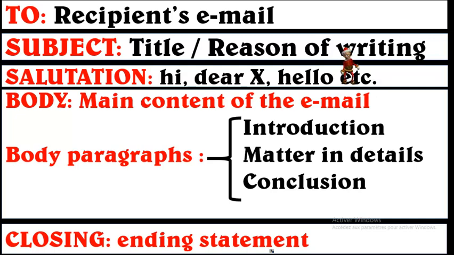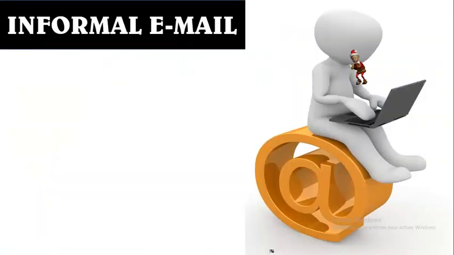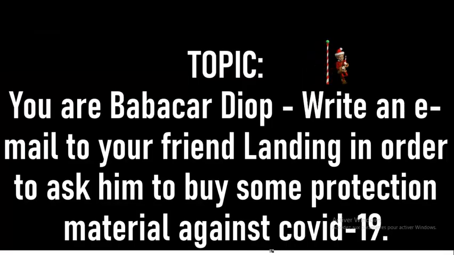Here are the different parts of a good email. Bear in mind. Now, let us start with informal emails. Let's remember that an informal email is an email you write to people whom you are familiar with. Topic, example: you are Babakar Diop. Write an email to your friend Landing in order to ask him to buy some protection material against COVID-19. So this is topic 1, for an informal email. You're writing to your friend.